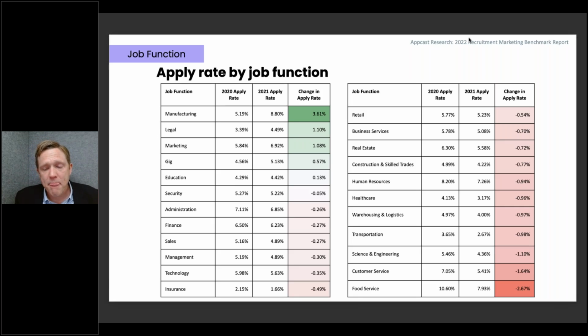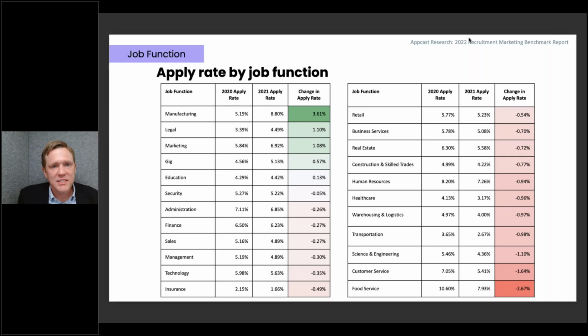And for most job occupations, or for most job functions rather, the apply rates declined. And you see here in the bottom right, food service saw the apply rate really decline. Now, that makes sense, right? Because of COVID concerns and the face-to-face work that food service workers have to do, but also because maybe they felt like those jobs were less desirable and that they were going to apply to other jobs. On the other side of the scale, we have manufacturing, which had an increase in the apply rate, which is interesting, to 8.8%. Legal, marketing, those other occupations there at the top saw increases in apply rates.